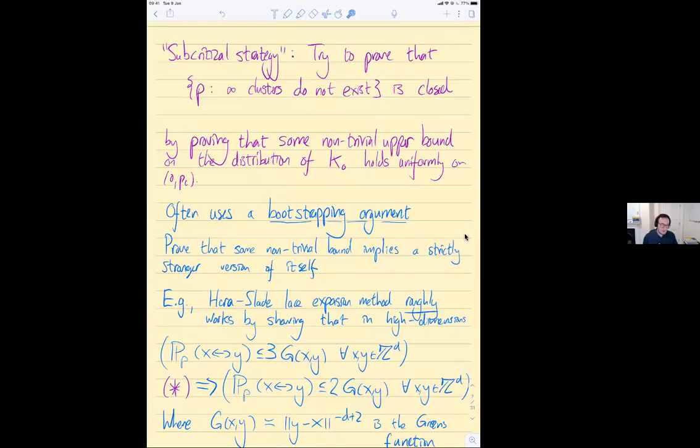Many people have attacked the problem of critical percolation by that strategy. It tends not to produce quantitative results. Now, another thing you can try is what I call the subcritical strategy. Here, the idea is to study critical models by proving uniform bounds on subcritical models, and then deducing the critical models.